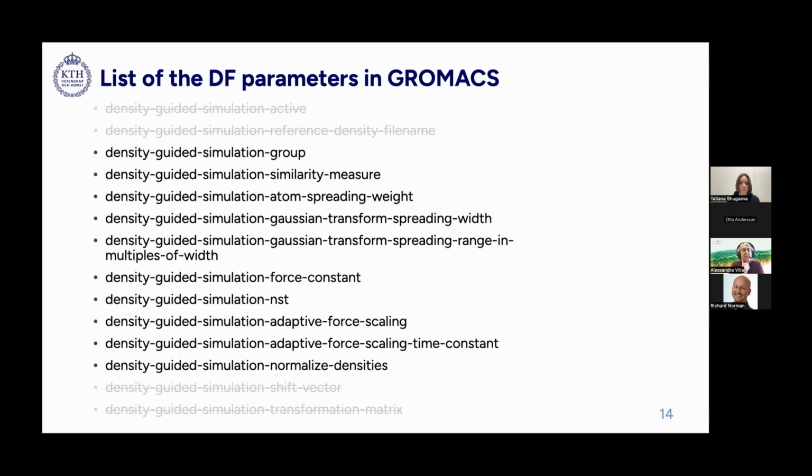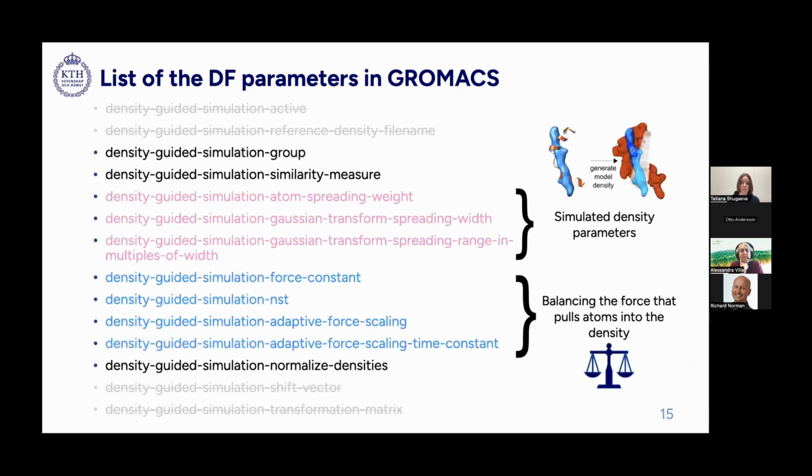And now we have 10. Among these 10, most of them go into 2 separate groups. As I said, to calculate the forces that come from the density, we need to simulate the density around our atoms, and this group of parameters controls how simulated density will look like. And the second big group of the parameters is about balancing the force that pulls atoms into the density with your normal force field.